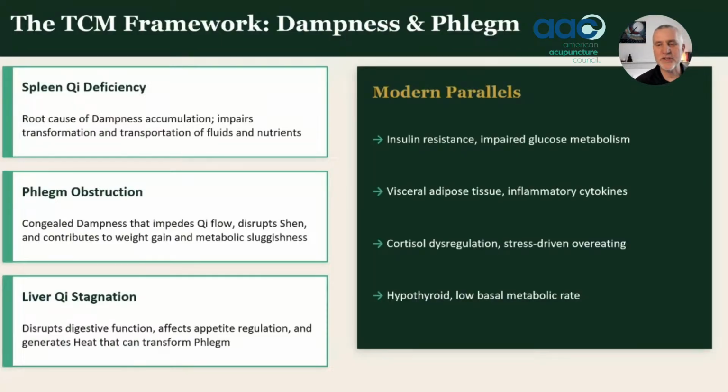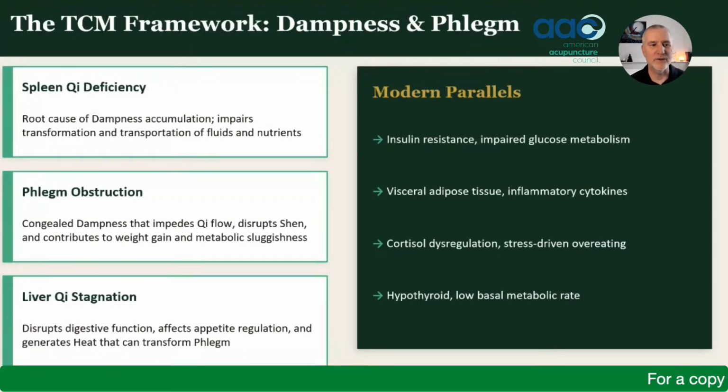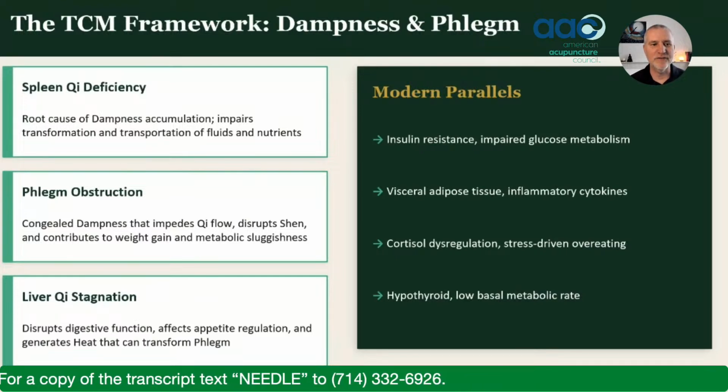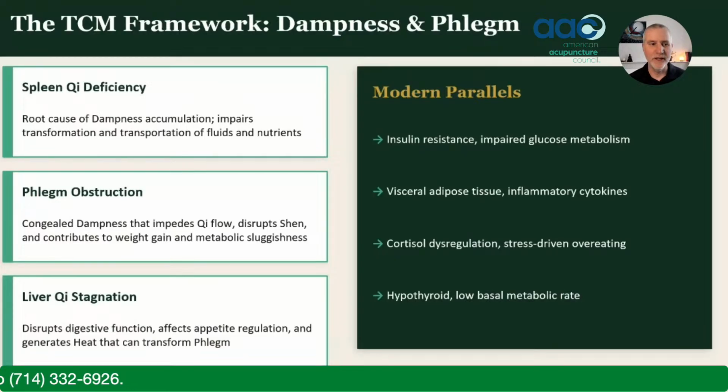So, just to correlate a little bit, we're going to talk about three basic patterns in Chinese medicine, which is spleen qi deficiency. We all know that. That's the root cause of dampness, always spleen qi deficiency, because if transformation and transportation is weak, the fluids and nutrients are not metabolized correctly, and therefore dampness can accumulate.